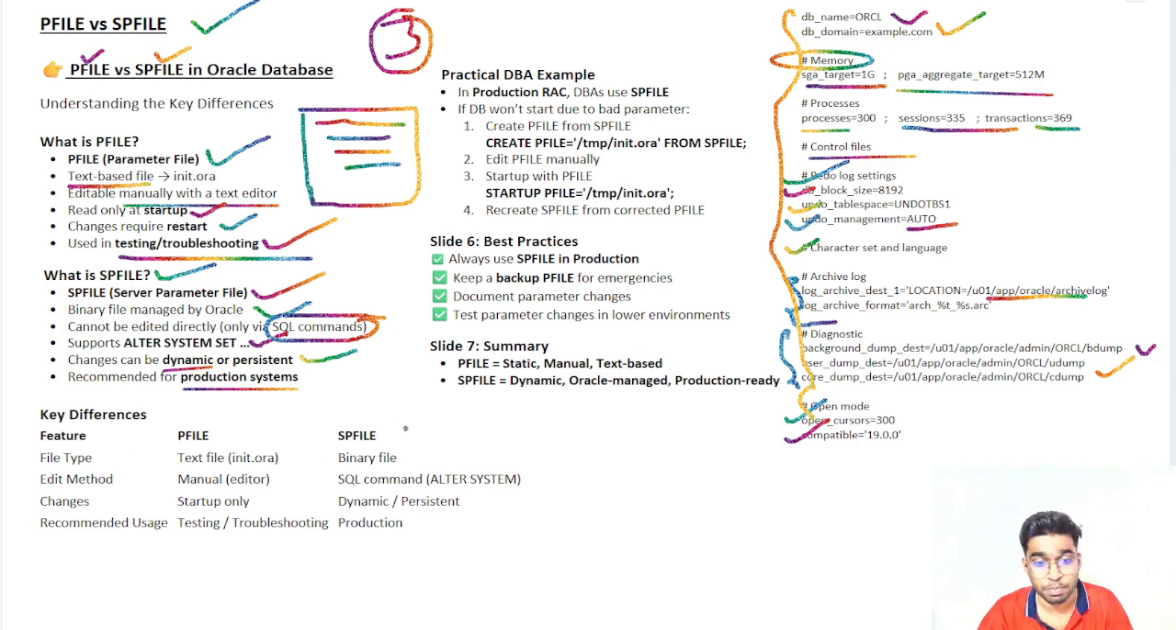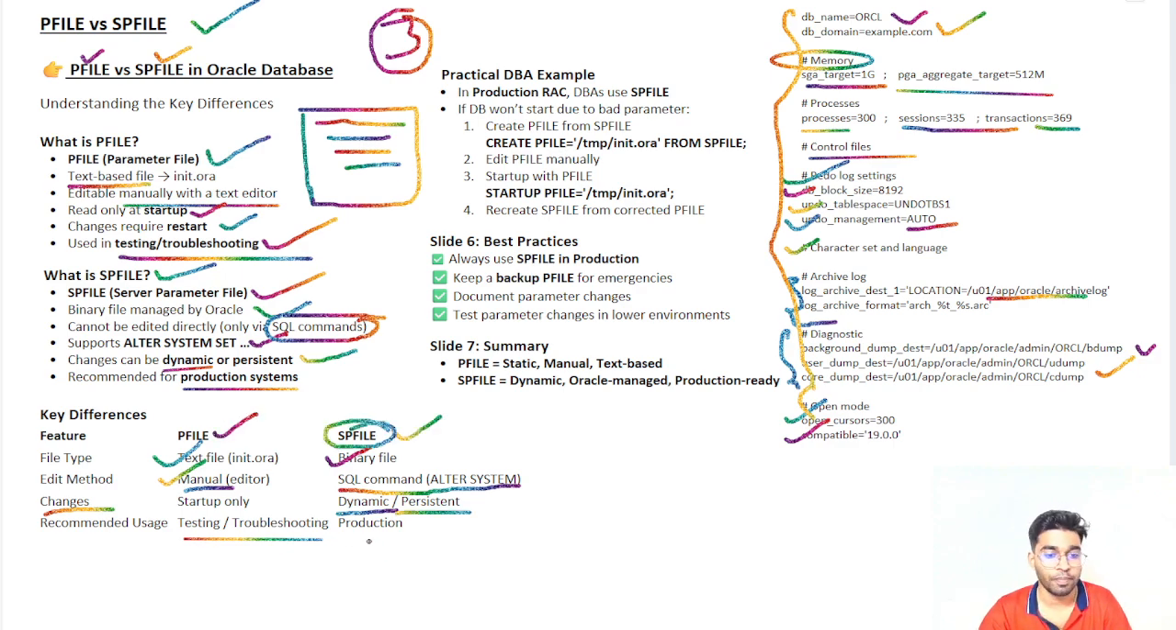The major difference between the PFILE and SPFILE is that PFILE is a text file and SPFILE is a binary file. The PFILE we can edit manually. Since SPFILE is a binary file, we can modify it with SQL commands; manually we cannot do modification. Whatever modifications we do in the PFILE, a restart is required, but a restart is not required with the SPFILE. For testing or troubleshooting we can use the PFILE, and the SPFILE can be used in production.